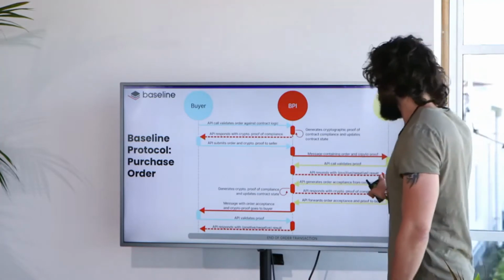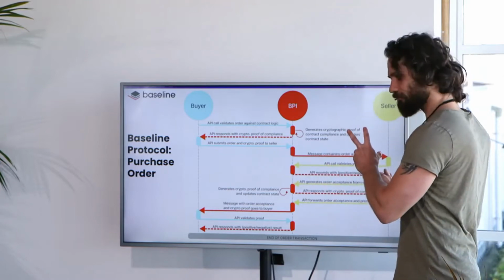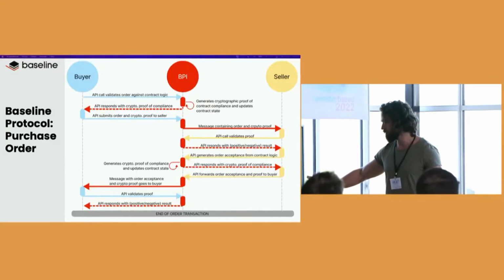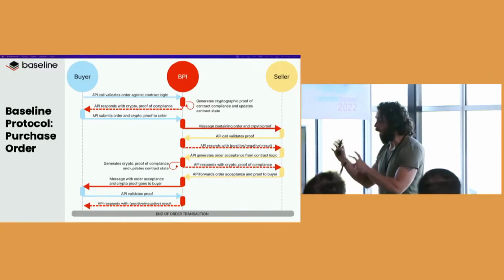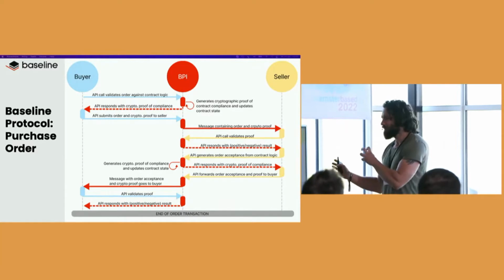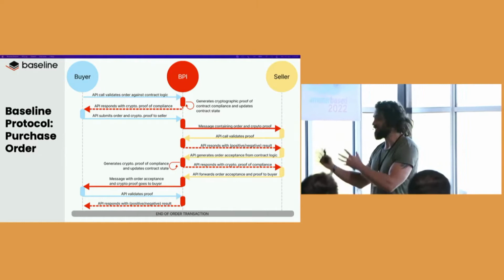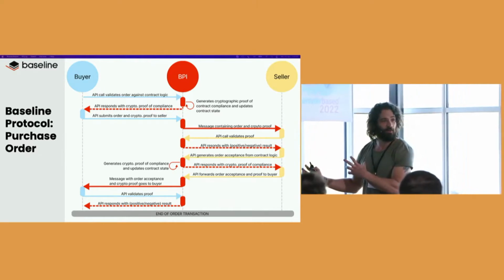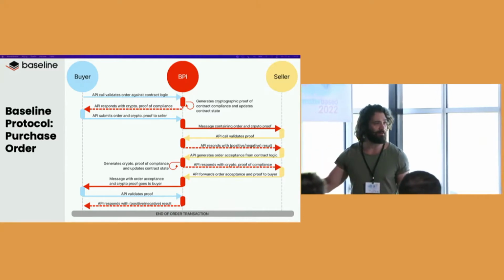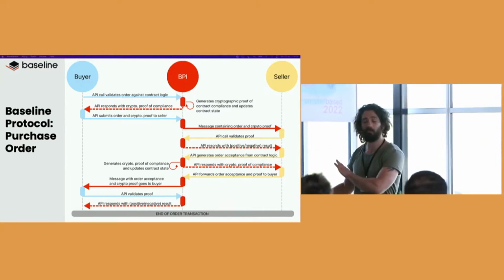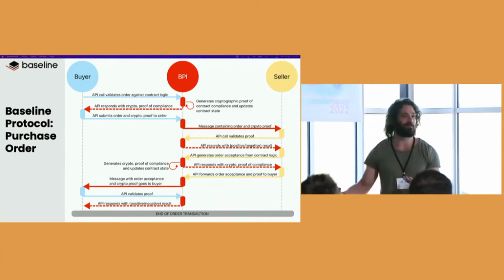But if we get a positive result, we have verified this proof, and then we say, okay, this is a valid order, and now we need to do what our side needs to do, which is to take the data or information from our system to say that we are accepting this order, whatever the order is, and we're going to do something very similar to what the buyer did, right? We are going to make a request to the BPI to generate the order acceptance from the contract logic.